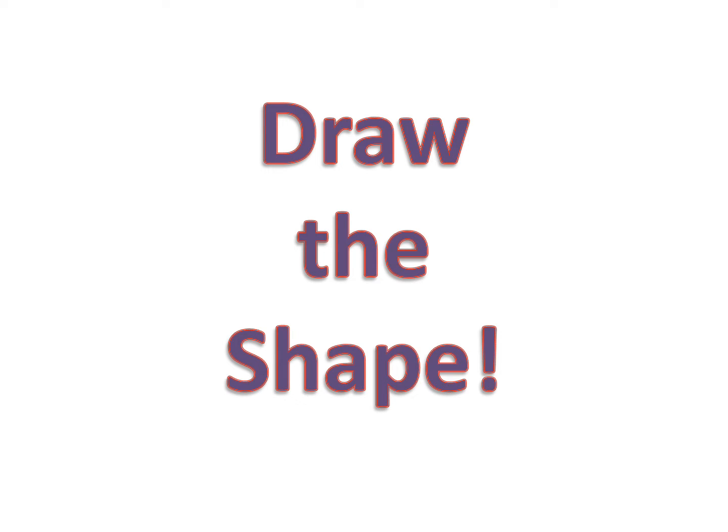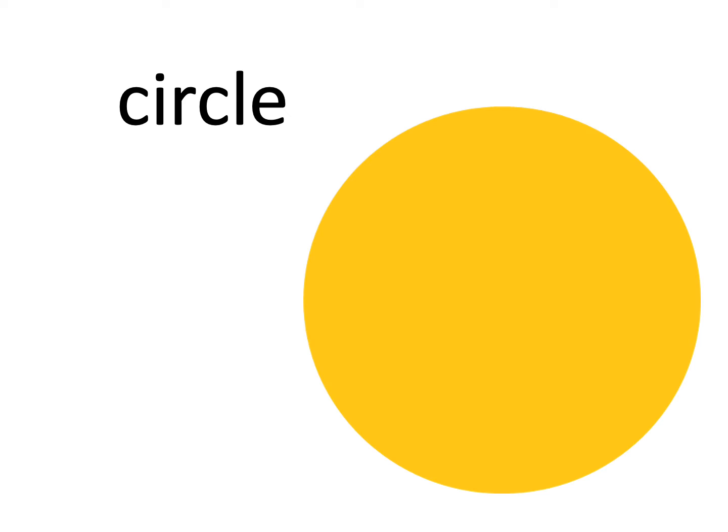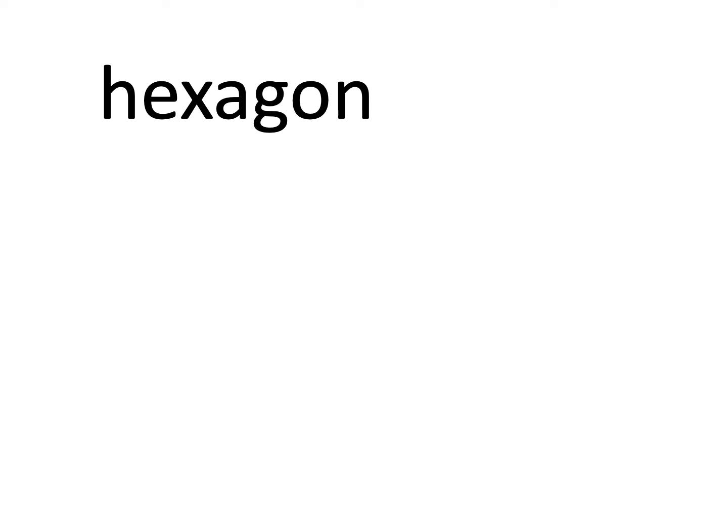Are you ready? What does that say, boys and girls? Circle. Can you draw a circle? Good. Does it look like that? Awesome. What does that word say, boys and girls? Hexagon. How many sides does a hexagon have? If you know, draw the hexagon.